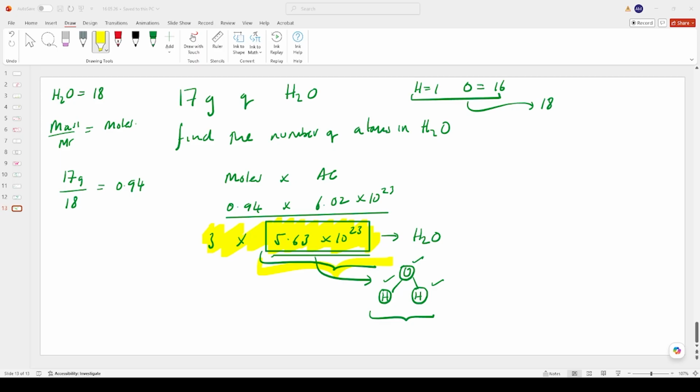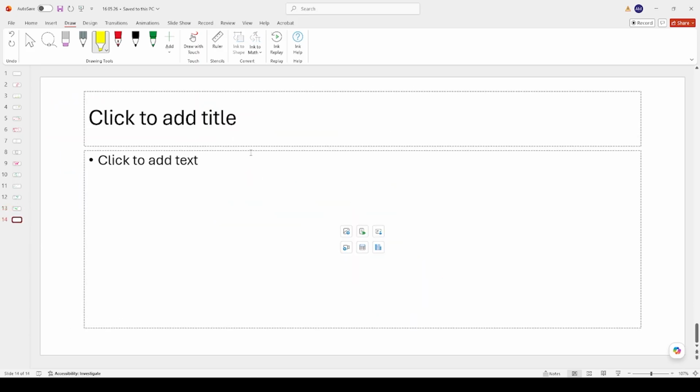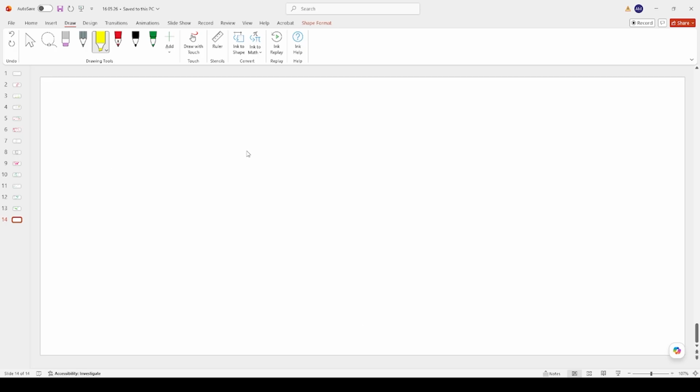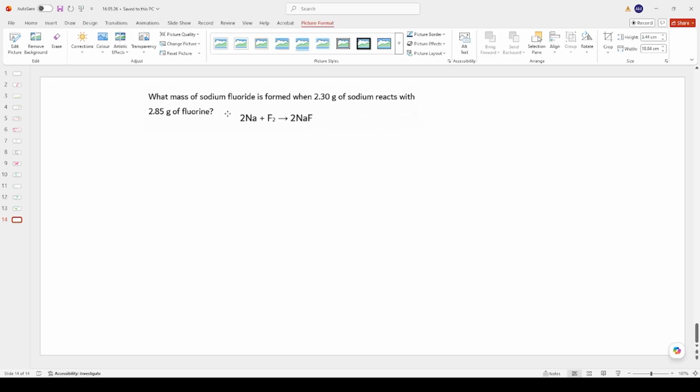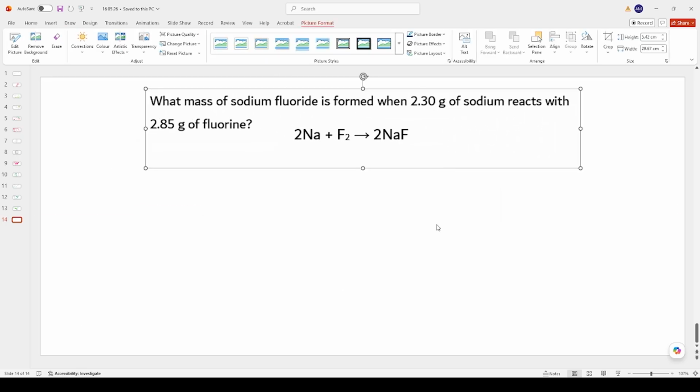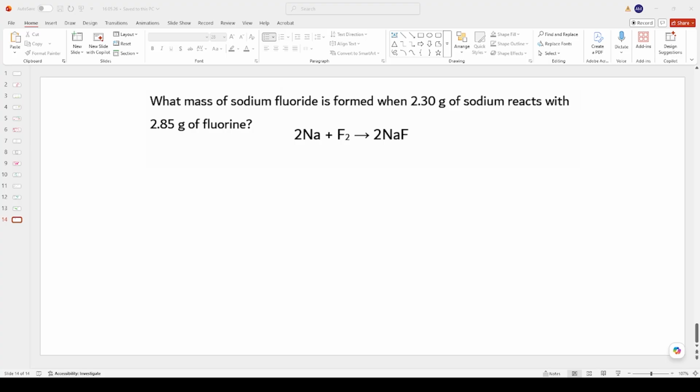All right, easy one. We'll do one easy one and one monstrous. It won't be that bad. Have a periodic table with you, people. Get the exam board one out so you know what you're looking at. What mass of sodium fluoride is formed when 2.3 grams of sodium reacts with 2.85? If this is something you struggle with, just mention it in the chat. But try this out. I'll be back.